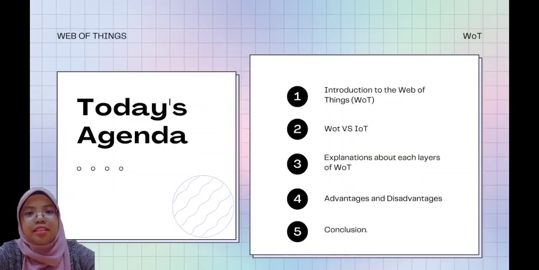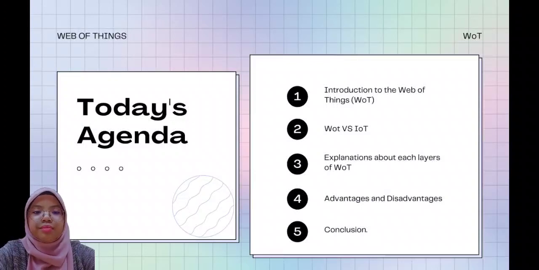As you can see, this is our agenda today. First, we have the introduction to the Web of Things. Second, we have WoT versus IoT. Third, we have an explanation of each layer of WoT. Fourth, we have the advantages and disadvantages of WoT. And then lastly, we have the conclusion.